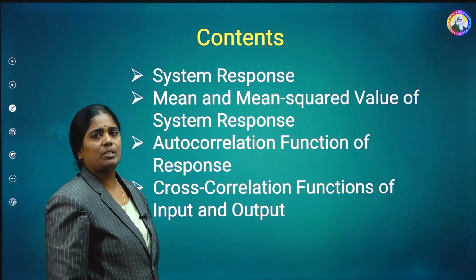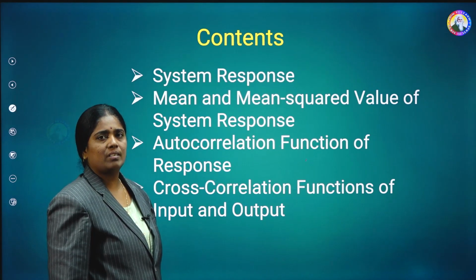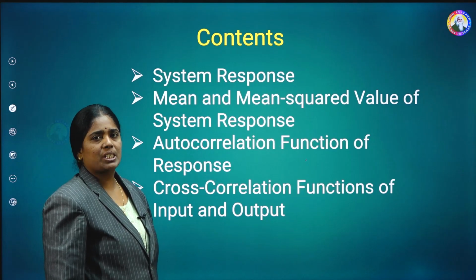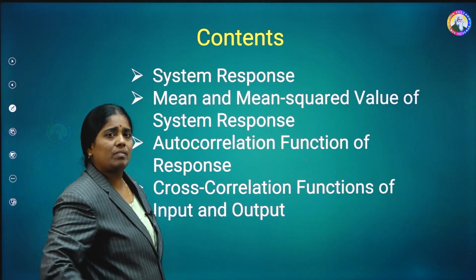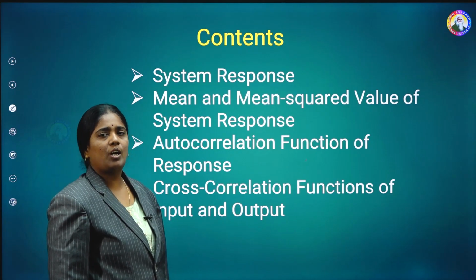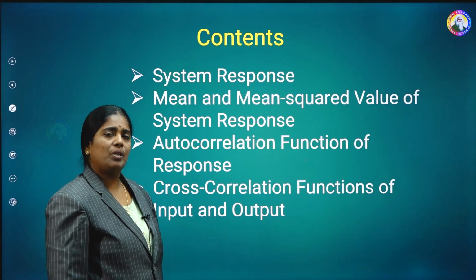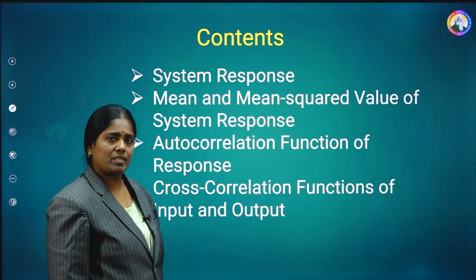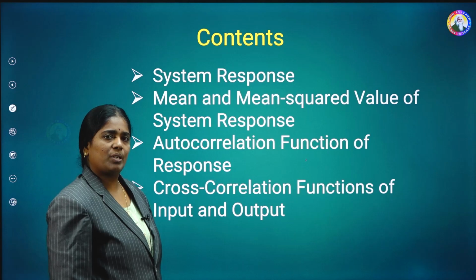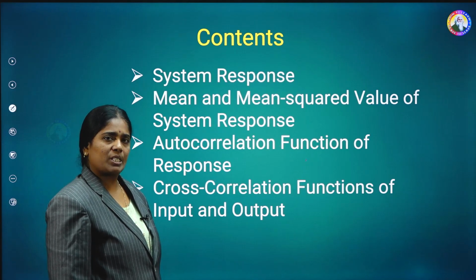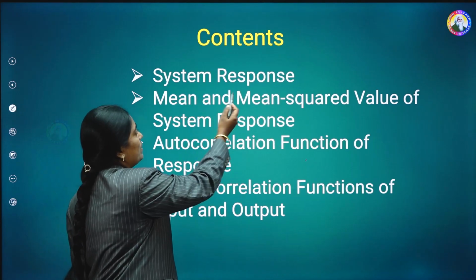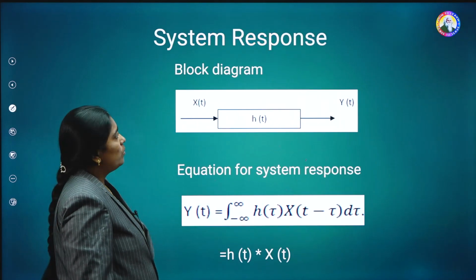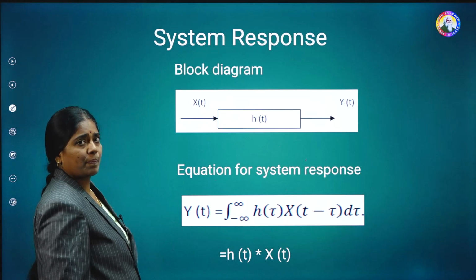In my previous videos, we have observed the mean and mean square values, autocorrelation function and cross correlation function of either x of t or y of t. Now, when we apply this x of t as the input, we will get some response. For that, what are the different parameters, I will explain in this video. The first one is system response. What is meant by system response?